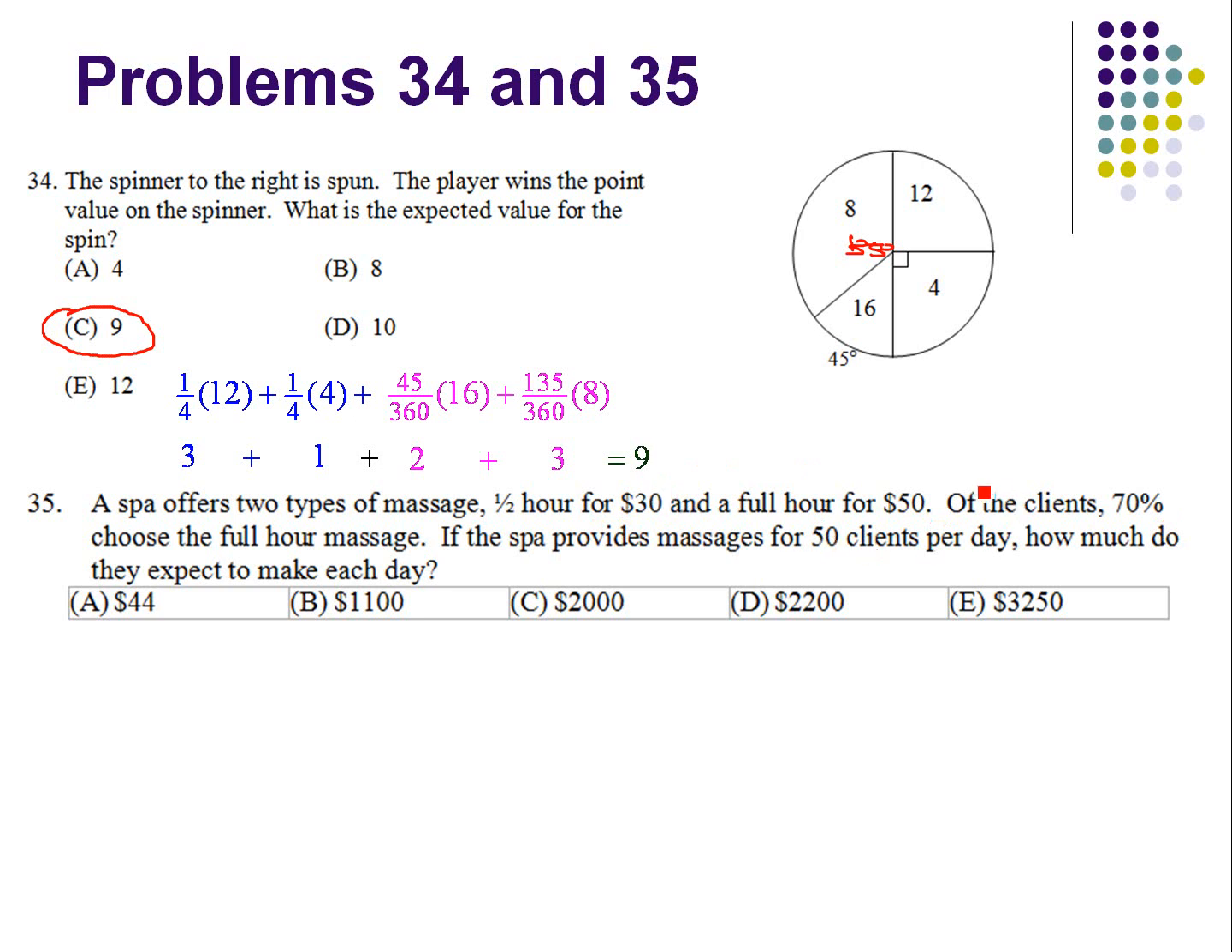So first I'm going to figure out how much they make per client. They expect to make 30% of the time they earn $30. 70% of the time they earn $50. If I calculate that, I get $44 per client. But they have 50 clients, so I got to multiply that by 50. That's how we got 2,200.